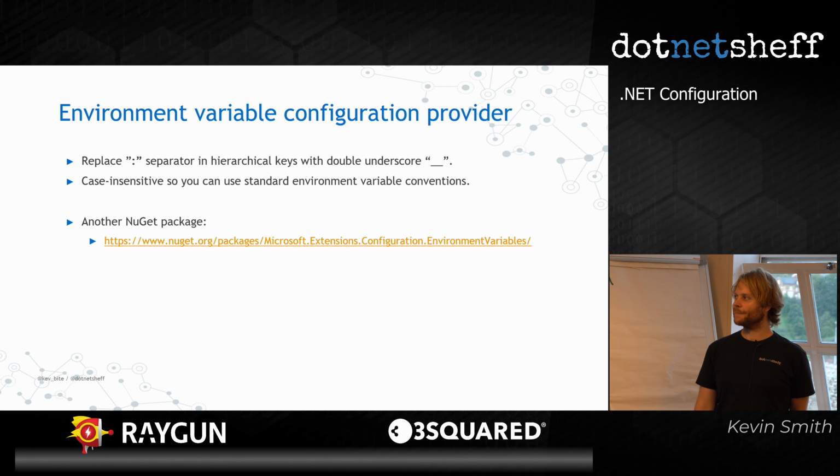So environment variables are a bit different. You can replace the colon with a dual underscore, and this is for operating systems that don't support colons. I think Bash doesn't allow you to use colons as environment keys, and it's also case insensitive, which allows you to use any kind of standard for your environment variables as well. That's pulled off another NuGet package as well.